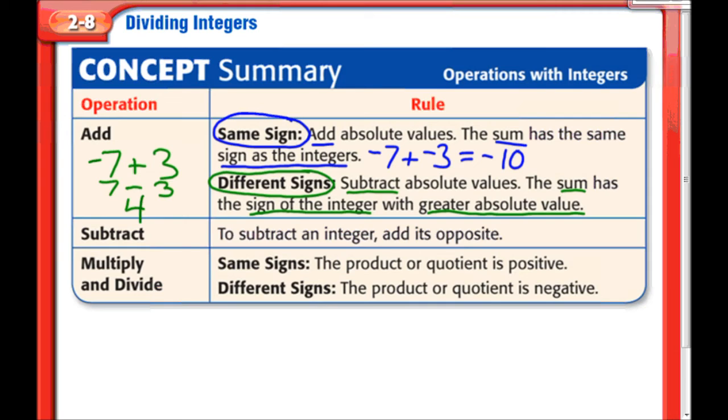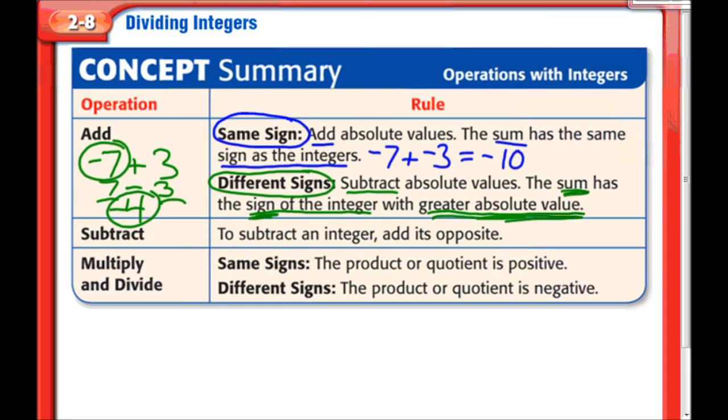Now all I have to do is figure out, would that be positive or -4? Well, it says the sum has the same sign as the number with the greater absolute value. Well, which number had a greater absolute value? Well, 7 is bigger than 3, so 7 has the greater absolute value. But the 7 was originally negative in the problem I created. That makes the 4 negative. And there we go. So that answer would be -4. And that's how that rule works.